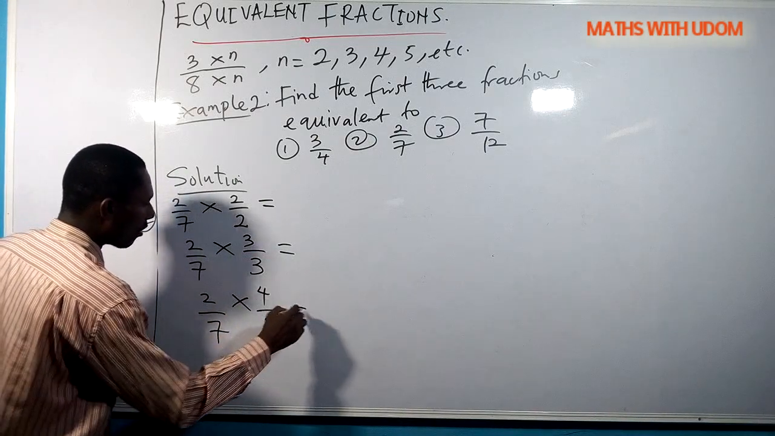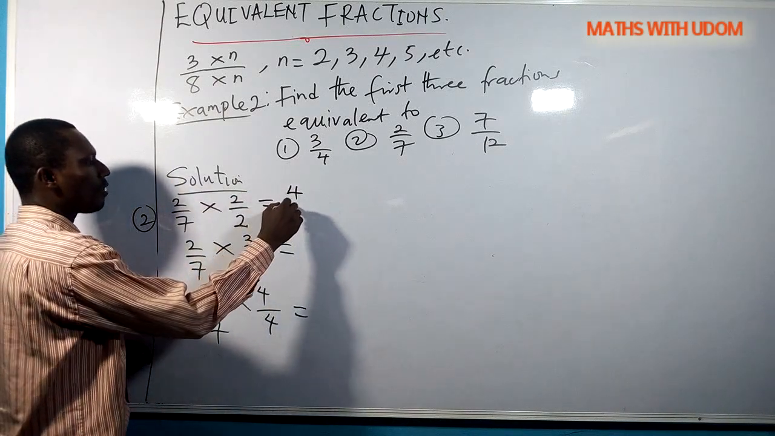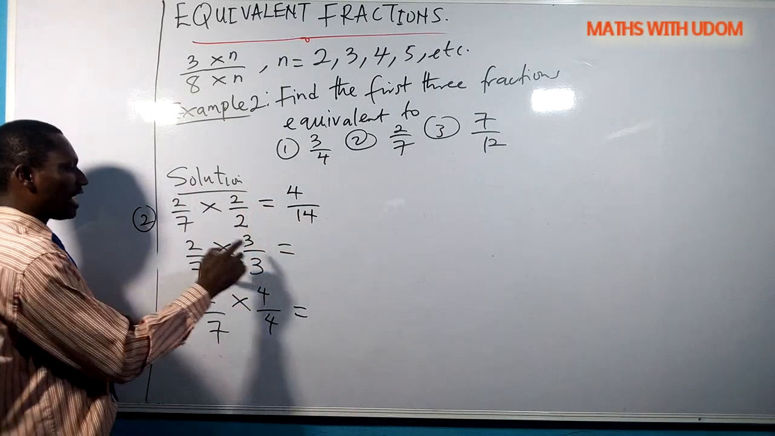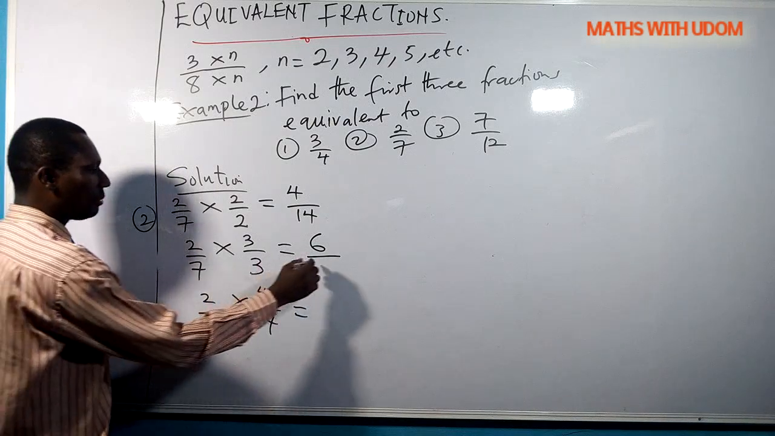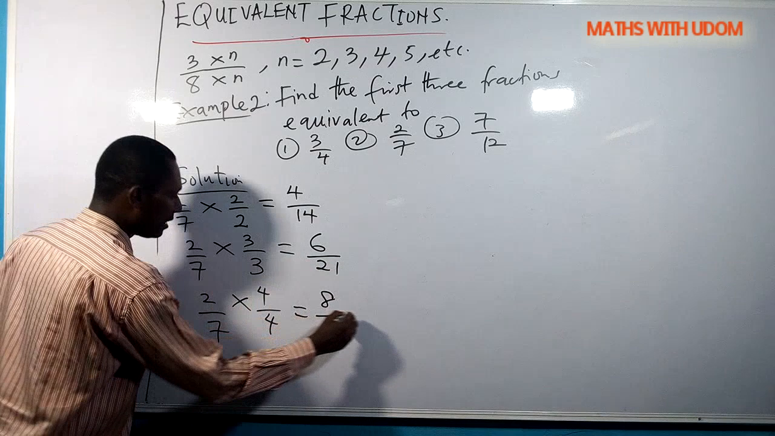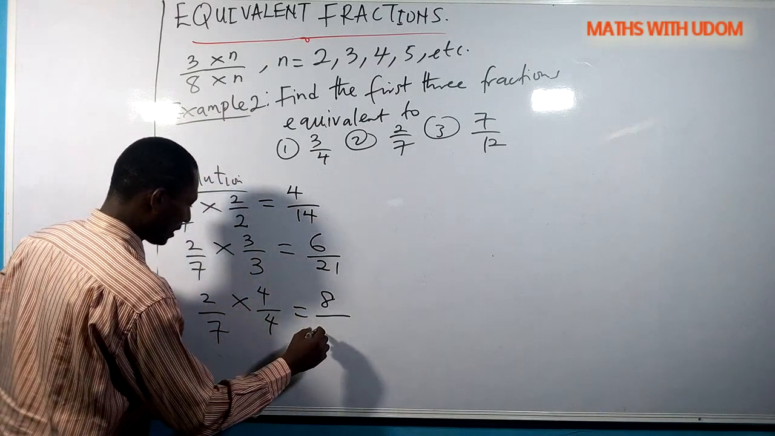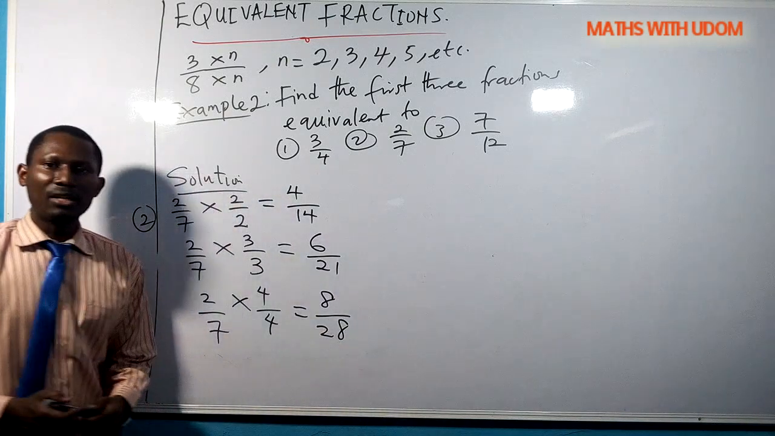I also multiply 2 over 7 by what? 4 over 4. So for the first one, 2 times 2 will give me 4. Then 7 times 2 will give me 14. 2 times 3 will give me 6. Then 7 times 3 will give me what? 21. 2 times 4 will give me 8. Then 7 times 4 will give me what? 28. Okay? So what do you notice?